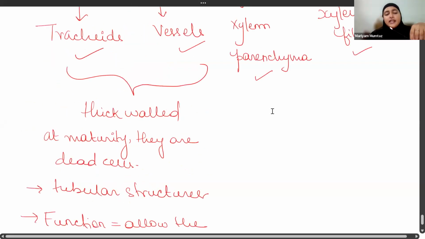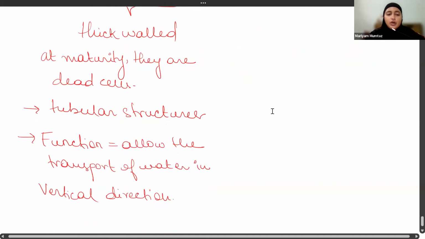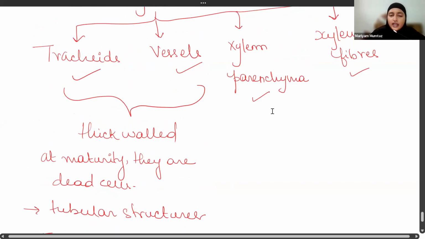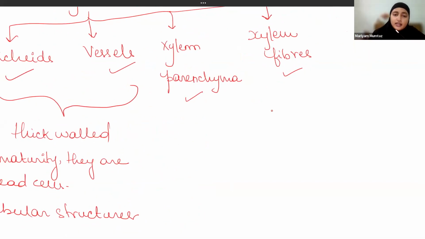What I was saying is that the function of the tracheids and vessels is to allow the transportation of water in a vertical direction, meaning in the upright direction. Now, talking about the xylem parenchyma, they are responsible for the storage of food. Storage of food is done with the help of xylem parenchyma. So storage of food is the function of xylem parenchyma.